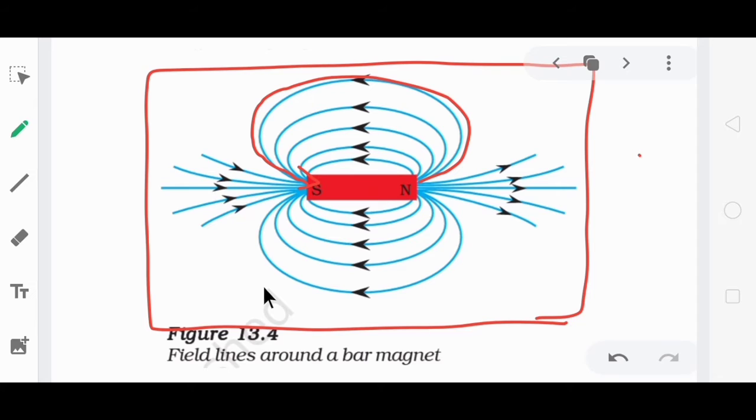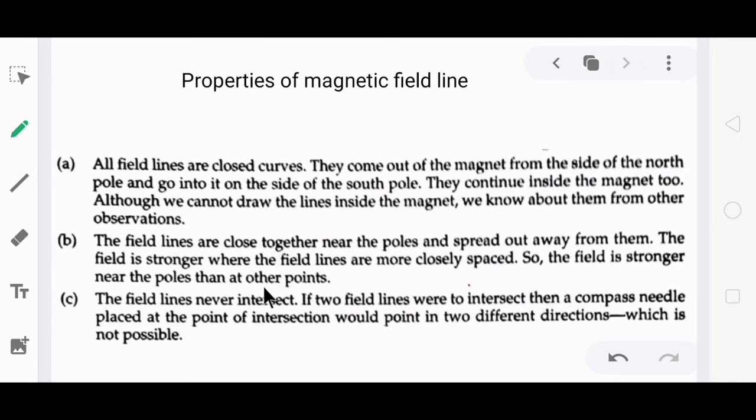So we can see some properties of these magnetic field lines. What are the properties of magnetic field lines? All field lines are closed curves. They come out of the magnet from the side of the North Pole and go into the side of the South Pole. They continue inside the magnet too.